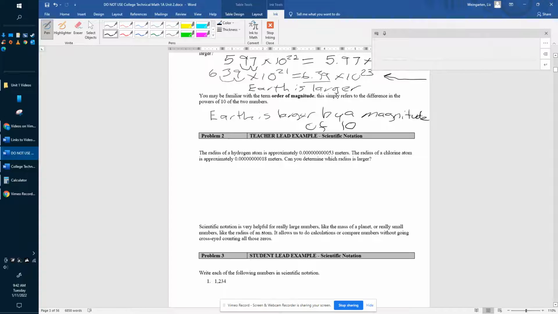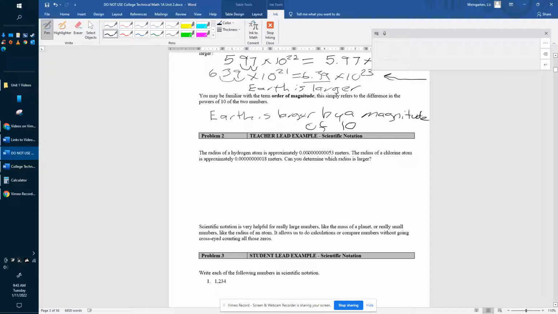Let's look at problem 2. The radius of a hydrogen atom is approximately a tiny number. I can't tell straight off just from looking at it what number this is. The radius of a chlorine atom is approximately another tiny number. Can we tell which radius is larger? So let's count the zeros. Don't count the 0 that's to the left of the decimal point, just count the zeros that are to the right.